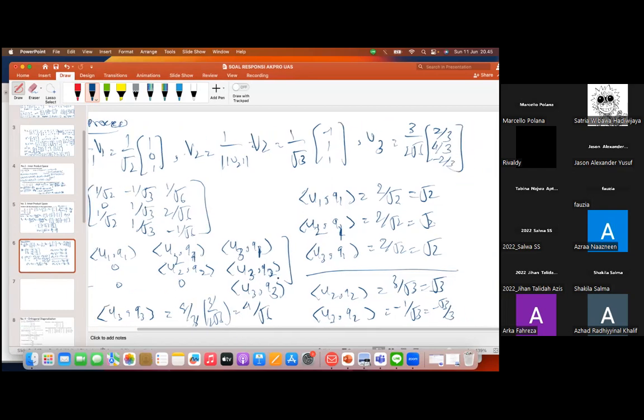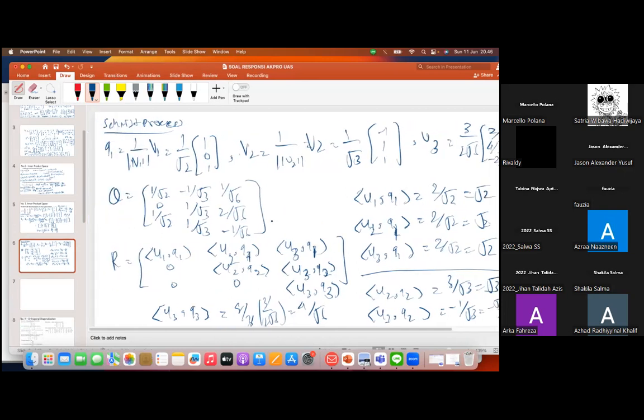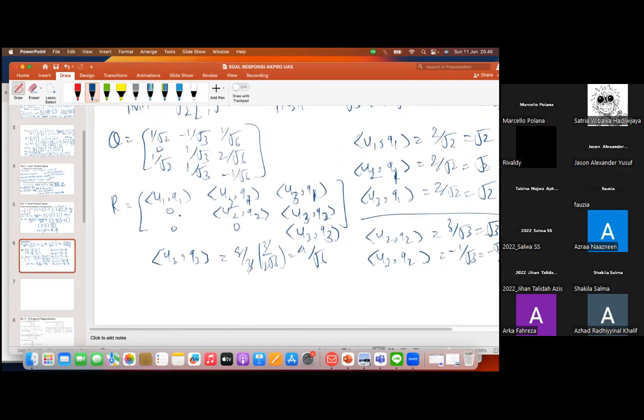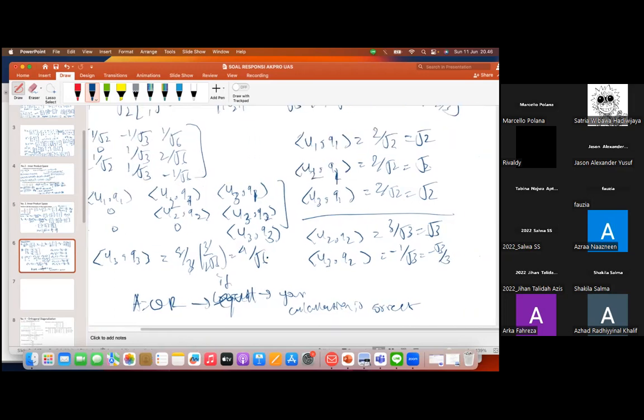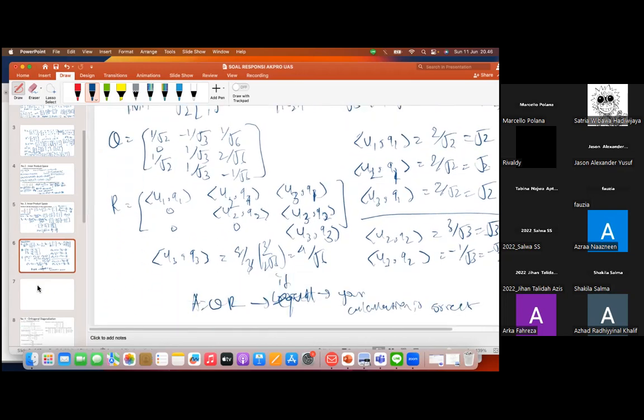So these are the values for the matrix. You just have to plug all these values into the matrix, and you're going to get the R matrix. And then you can check whether A equals QR, and if it is correct, that means your calculation is correct. If they're not equal, there's something wrong with your calculation. So okay, for now I'll leave it here in order to save time.